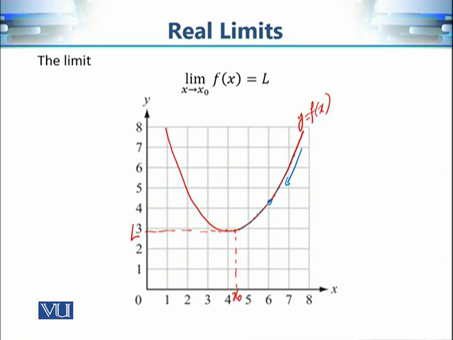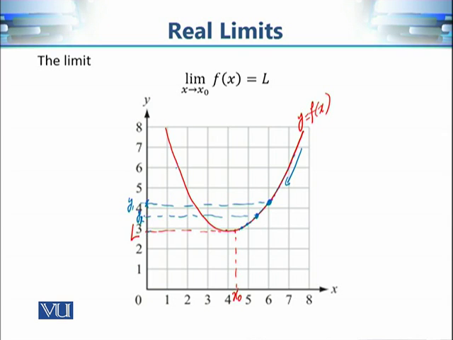For example, at this point, the functional value is this point. Let's say this is y1. When we get closer to x naught, we reach this point, and at this point, let's say the functional value is y2. Now, this y2 is closer to this number L than y1. Similarly, if we get closer and closer to x naught, the functional values are getting closer and closer to this number L.